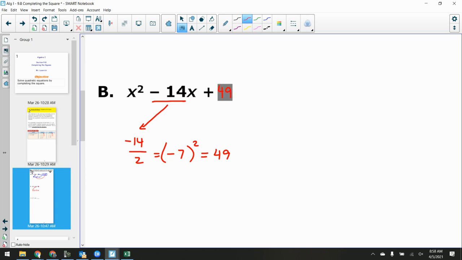Positive 49. Now, what will that turn into? Factors of 49 that add to get to negative 14. Negative 7, negative 7. Right? So it's x minus 7 squared. Where else did I see the negative 7? Right there.